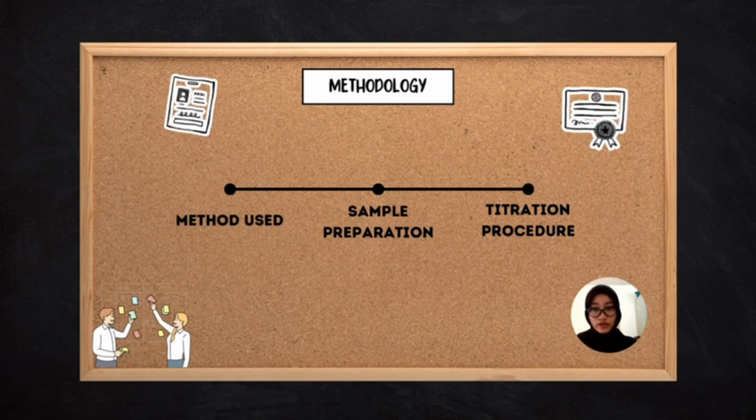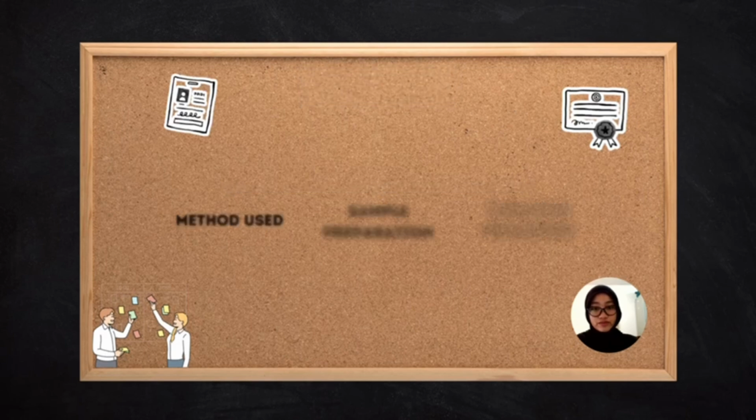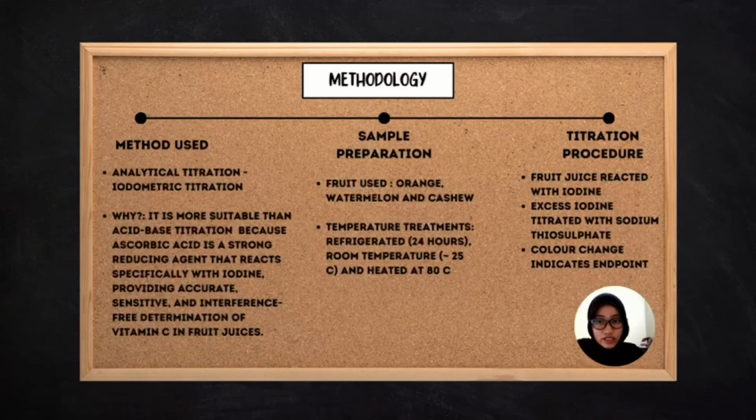This includes method used, sample preparation, and titration procedure. For the method used, the analytical titration is iodometric titration. Why? Because it is more suitable than acid-base titration, because ascorbic acid is a strong reducing agent that reacts specifically with iodine, providing accurate, sensitive, and interference-free determination of vitamin C in fruit juices.